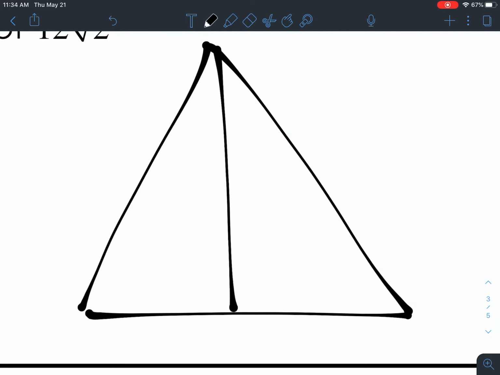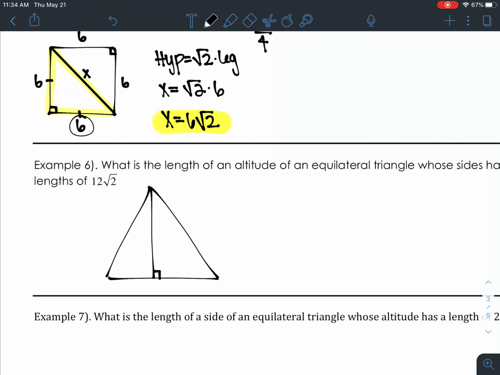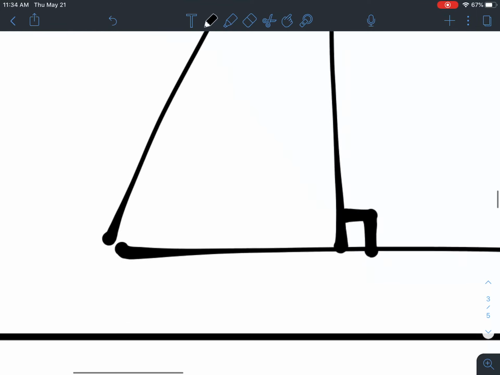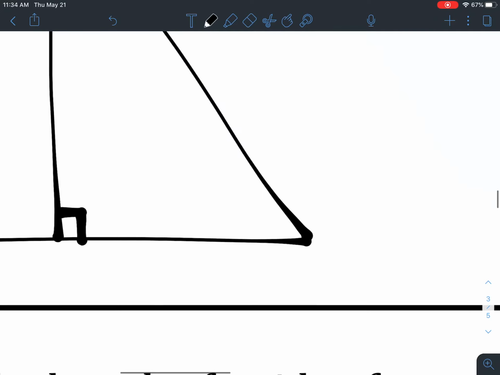So remember what's going on with an altitude. It's drawn from the vertex down to the opposite side, so that it's forming a right angle. Okay, so that's our altitude. So it's not going to be a 45, 45, 90 triangle. Let's do a quick reminder, though, of what's going on with all the angles within an equilateral triangle. Well, what we know is that they are all congruent, which means that all of these are 60, right?